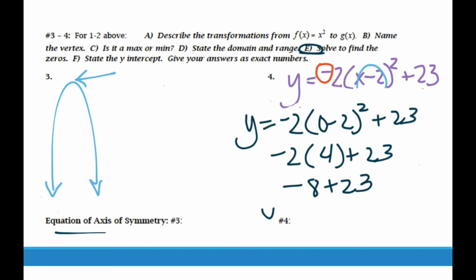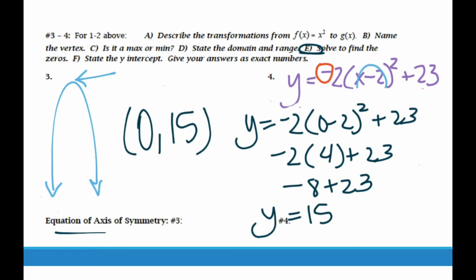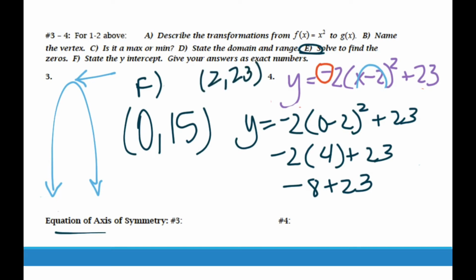And so y is equal to 15. And so x is 0, y is 15, and that's my y-intercept, so that's F. Okay, and then the last part that I've added down here is write the equation of the axis of symmetry. Since my vertex is at (2, 23), the axis will go through the x coordinate, so it's just going to be x equals 2.